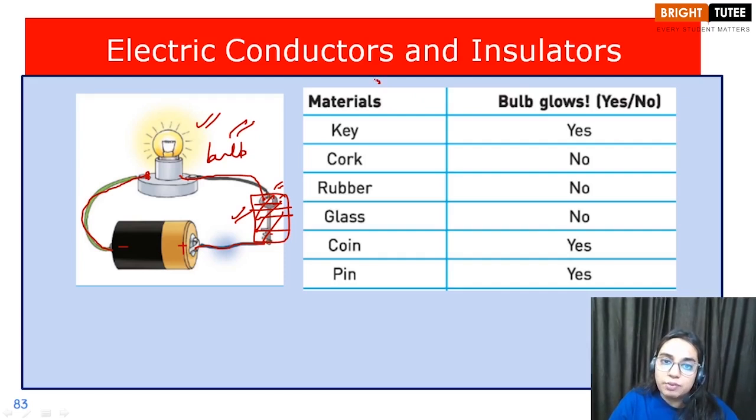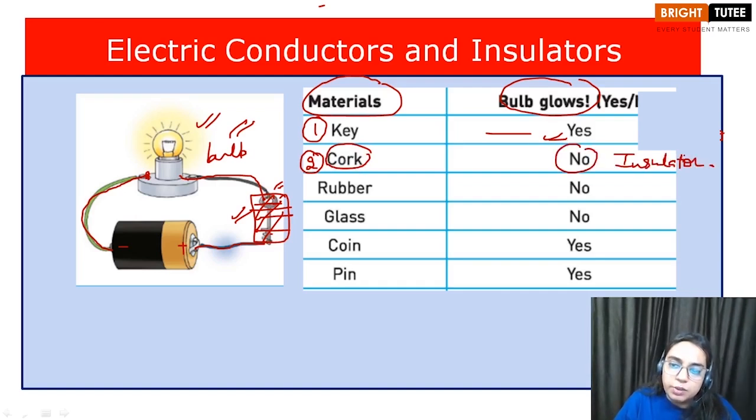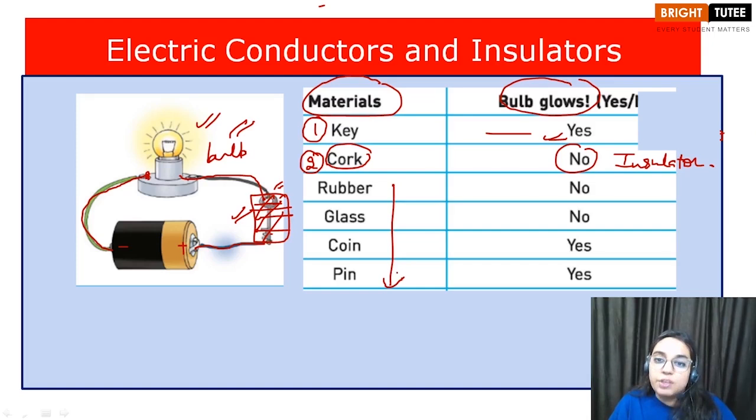In the first column we will write the materials, in the second column we will write whether the bulb will glow or not. Okay children, in this observation table, the first material that we tested was the key, and it turned out that the bulb glows, so we can say it is a conductor. Then we will try it with a cork, and in the case of the cork, the bulb will not glow, and so it is an insulator. Similarly children, you can carry out this experiment with all the objects that you have selected, and find out whether each is a conductor or an insulator.